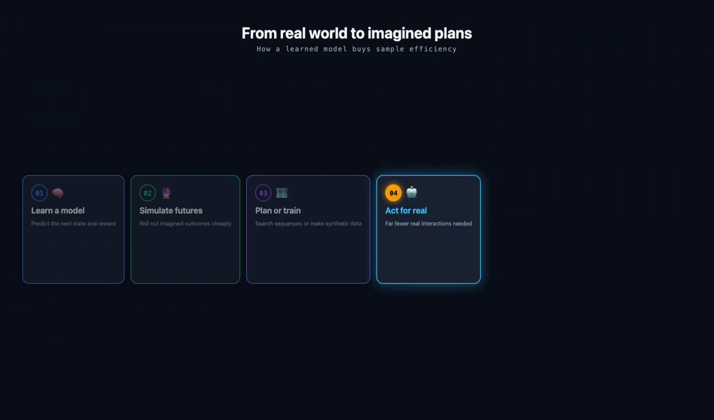Finally, the agent acts in the real environment, and because so much of the learning already happened in imagination, it needs far fewer real interactions to reach strong performance. That sample efficiency is the entire payoff, and it's why these methods shine wherever real experience is slow, costly, or genuinely risky.